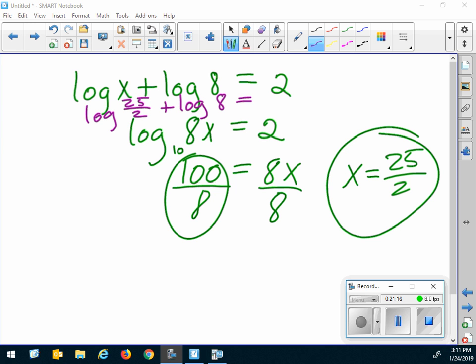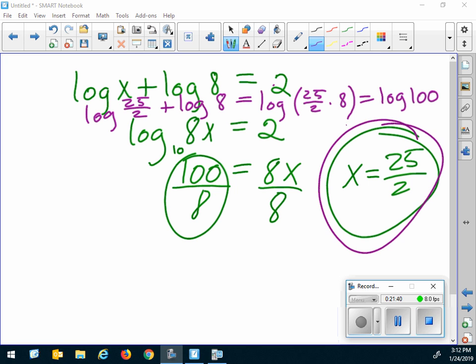Let's finish this. How can I condense right here? Log of 25 over 2 times 8, which is 100. So this is the log of 100. 10 to what power is 100? 2. There's your answer right there.